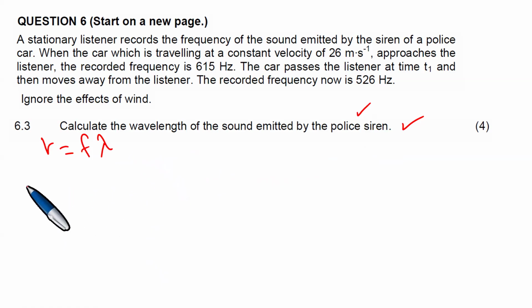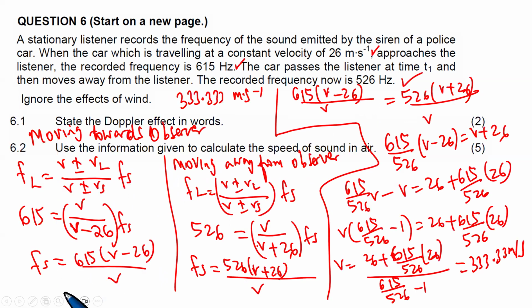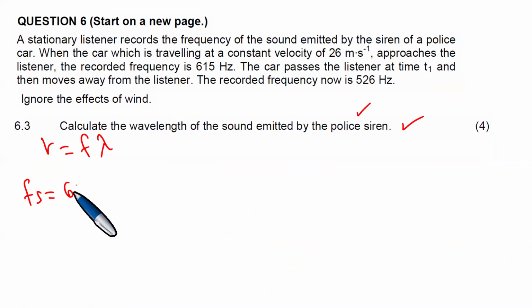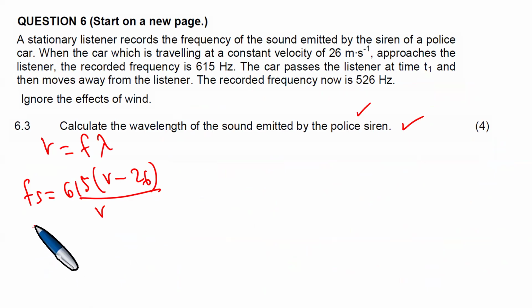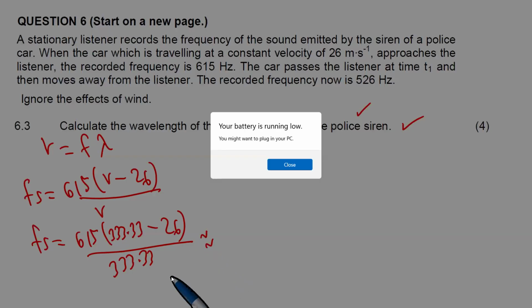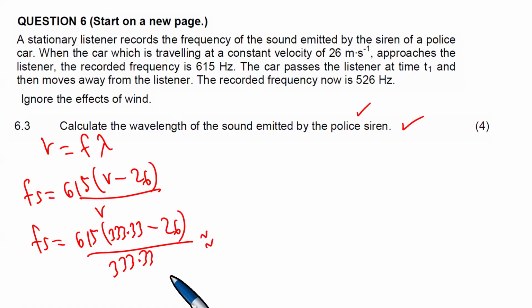So we already know that in the beginning, Fs is 615 V minus 26 over V. The frequency of the source is 615 V minus 26 over V, which is 615, dividing every single bit of it. Right, using a calculator here.